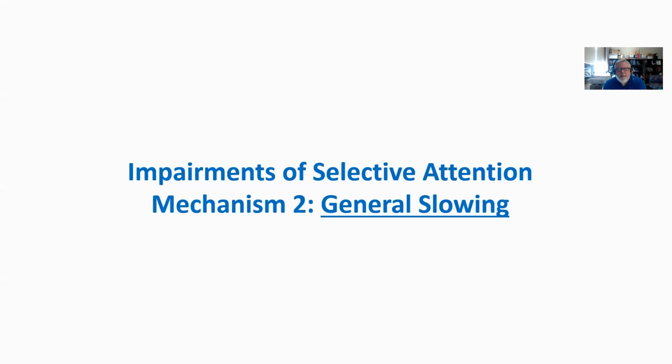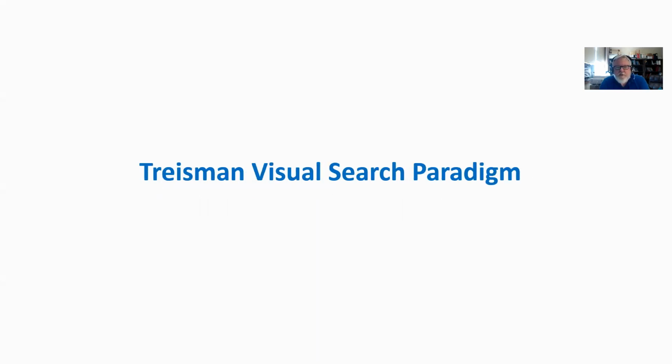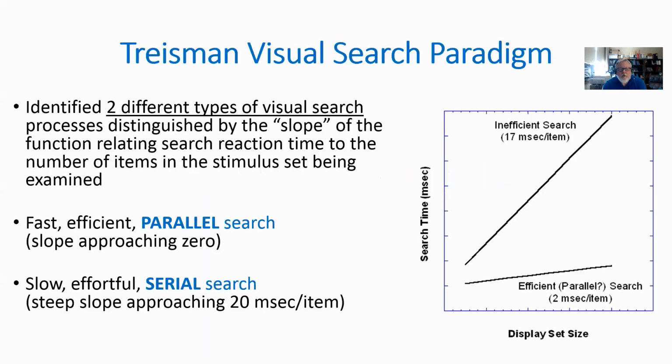Another component that's been identified as being a significant mechanism in terms of impaired selective attention in older adults is general cognitive slowing. And one of the ways that the speed of selective attention has been studied and quantified extensively in experimental psychology is through an experimental technique that we can refer to as the Treisman visual search paradigm. It's named after a famous cognitive scientist named Anne Treisman, who developed this approach.